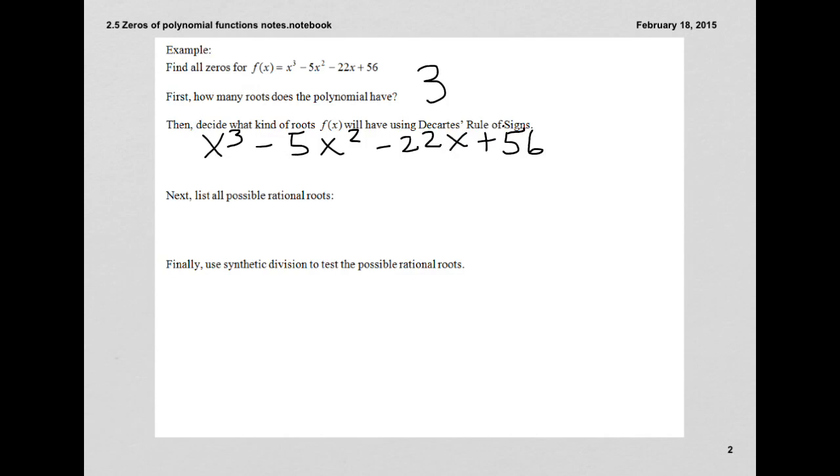Okay, I just go through and look at my sign changes. The first term is positive, the second term is negative. There's a sign change. The second term is negative, the third term is negative. No sign change. Okay, then I looked at my last two. Those two are different signs, so I have 2 sign changes, which means I count down by 2, starting at 0. So 0 or 2. I have either 0 or 2 positive roots.